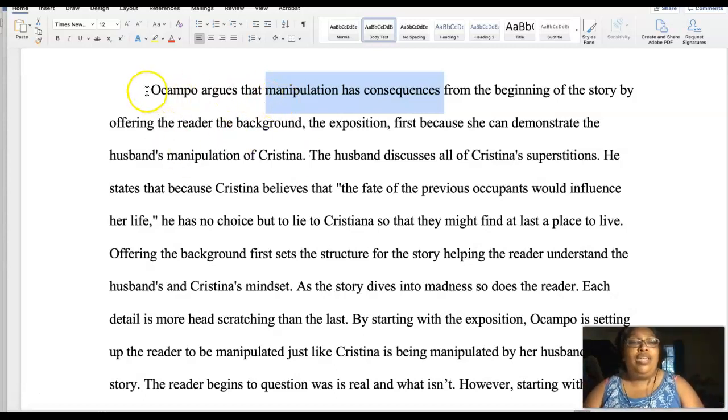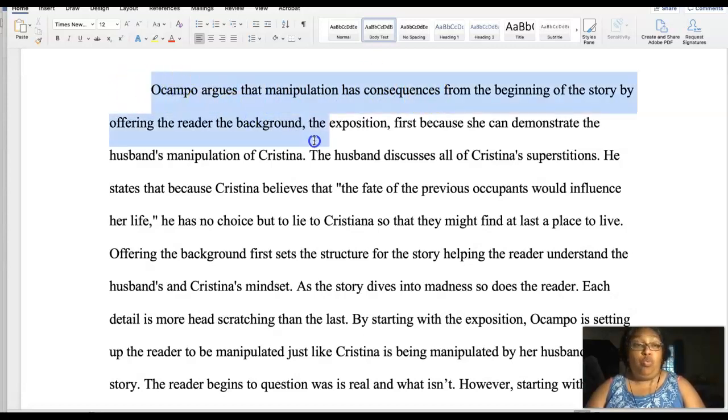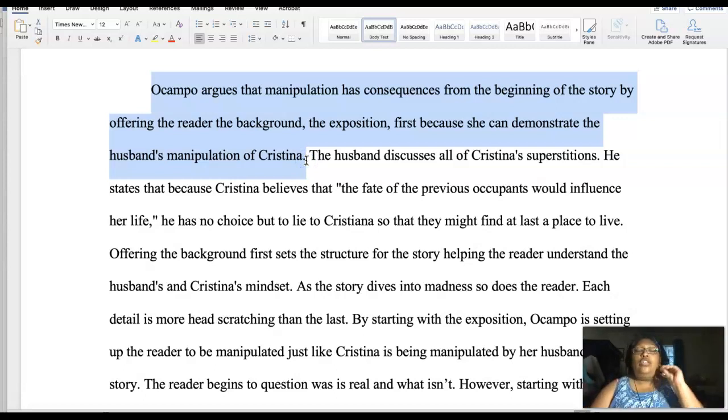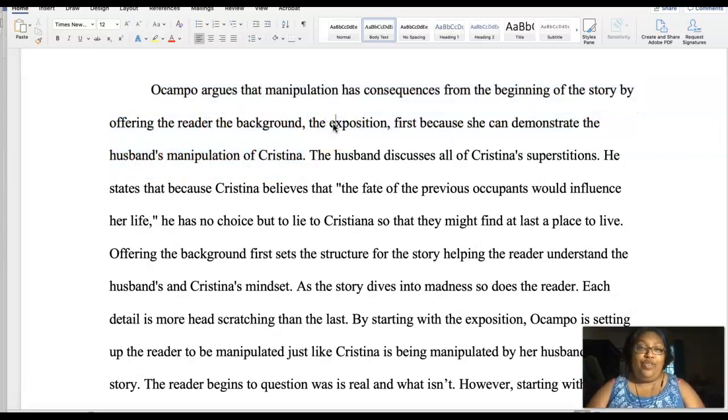So she mentions her argument here in the topic sentence, and she talks about what she's going to talk about. Here she's talking about plot. Plot was the first thing in her thesis that she said she was going to talk about. She's talking right here about the structure, specifically the exposition. And if you just saw the plot lesson, we talked about exposition and what that is in that context. She gives me a little bit of a definition here, offering the reader the background, the exposition, right?